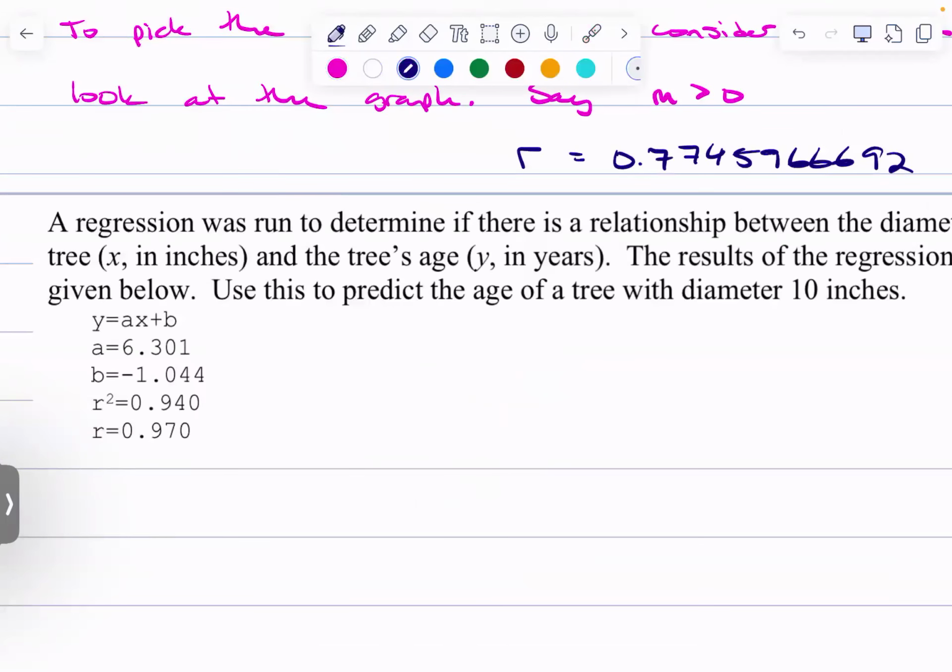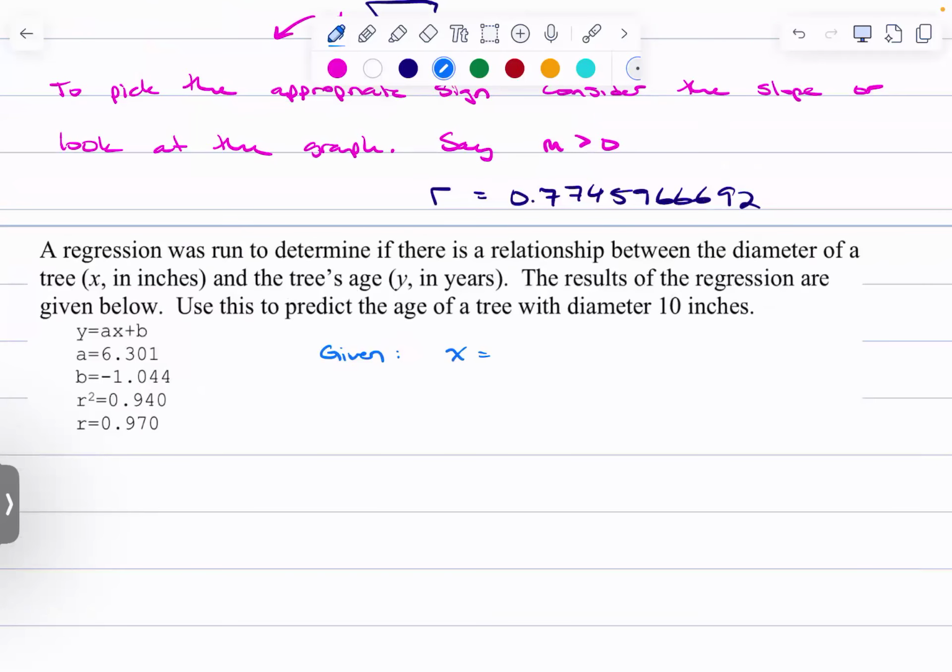What I'm going to do is first summarize here. So we're given that X is the diameter and Y is the age in years.